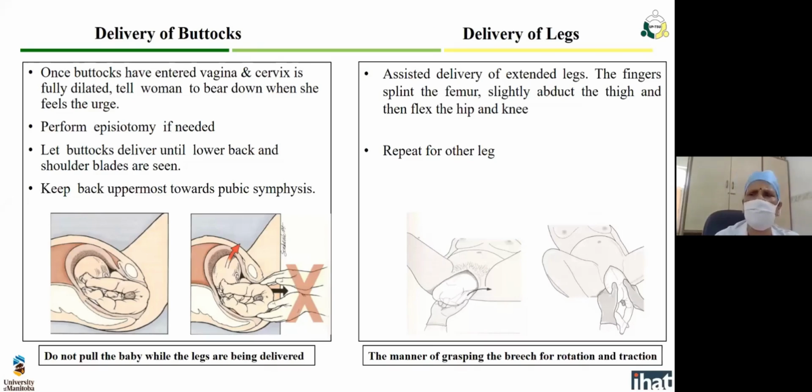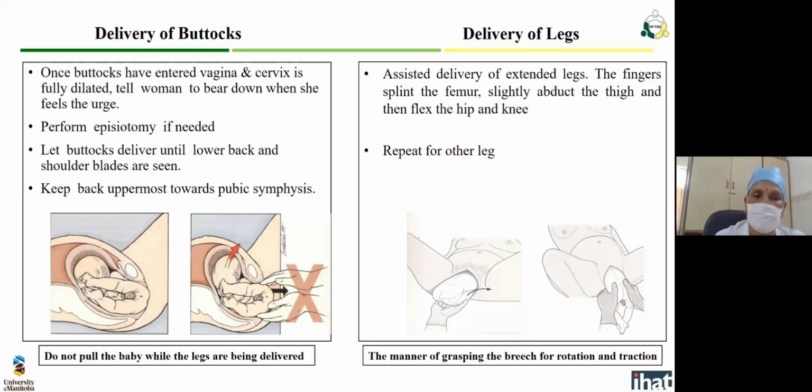Usually in a multipara patient with a small baby, there is no requirement of episiotomy, but if it is a primary patient and the soft tissues are very tight, then you can perform the episiotomy. Now let the buttock deliver. बिल्कुल कुछ करने की जरूरत नहीं है, अपने आप बटक को deliver होने दीजिए. Don't touch the baby till the inferior angle of the scapula is visible.